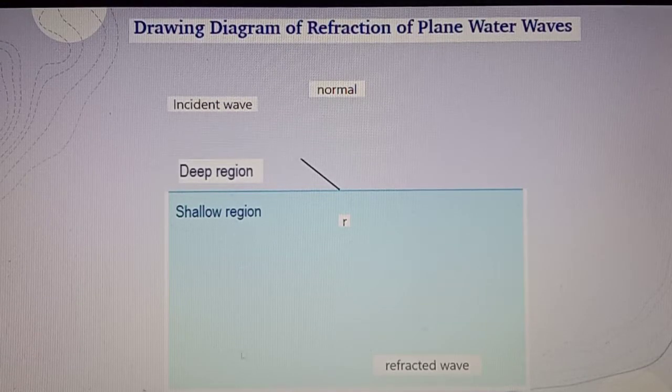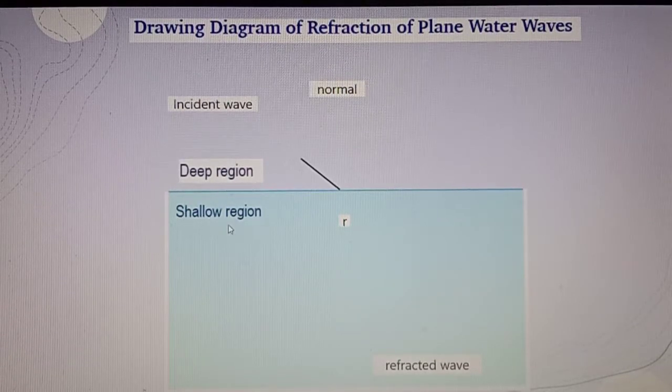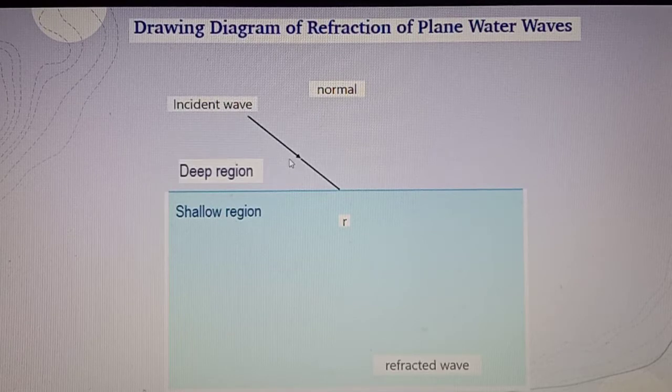This is a glass block placed in the water, so it will create a shallow region. Okay, what do we do? The incident wave travels towards the boundary, meaning the wave travels from deep to shallow. Let's say this is the incident wave. This blue line represents the boundary that separates the deep and shallow regions. So at this point, what do you do?